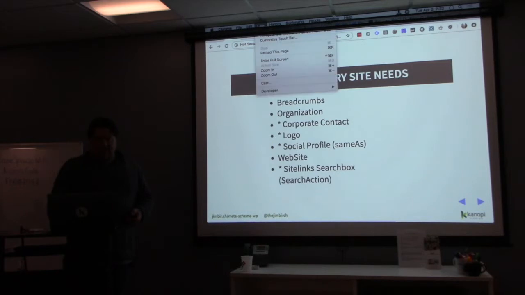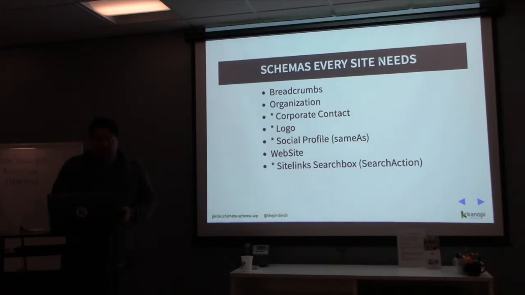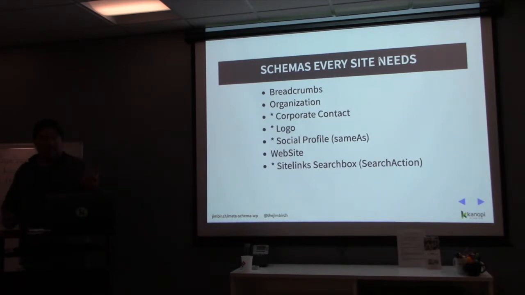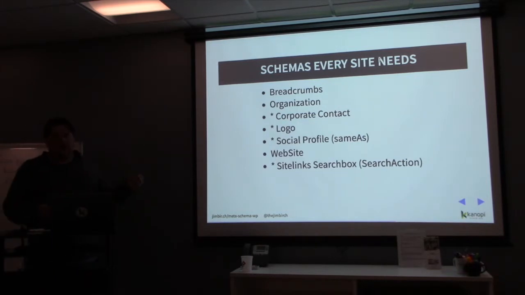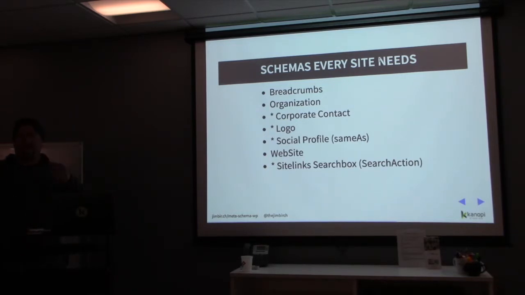So in that, there are things that every website needs. The breadcrumbs I spoke about. Under the organization schema, for Google, you can have your corporate contact, basically all your company's information, your logo, and your social profile. This is schema sameAs. So basically this is your company on Facebook, Twitter, LinkedIn, GitHub, anywhere else.